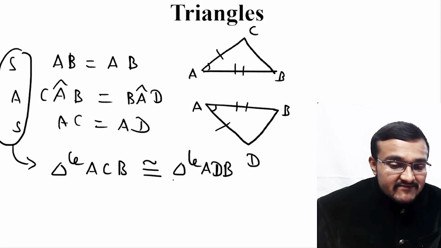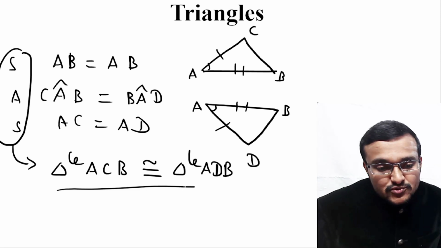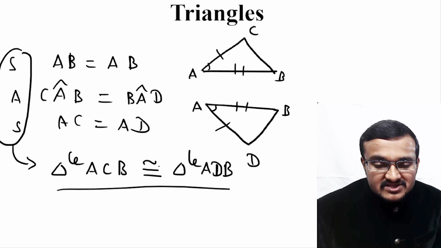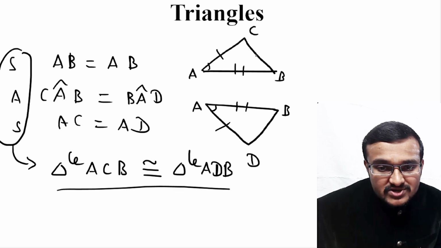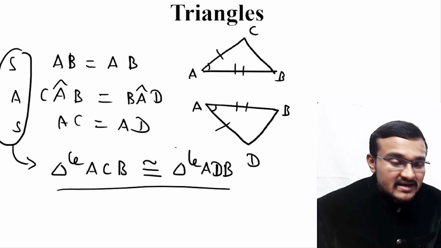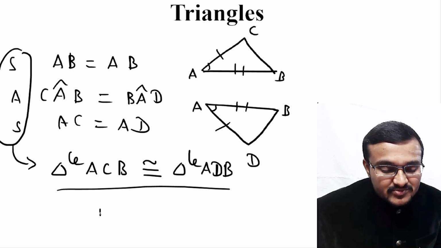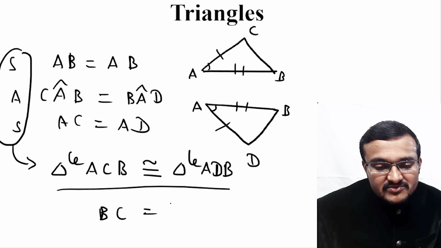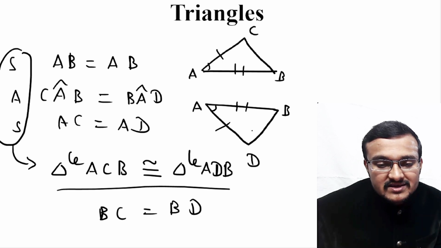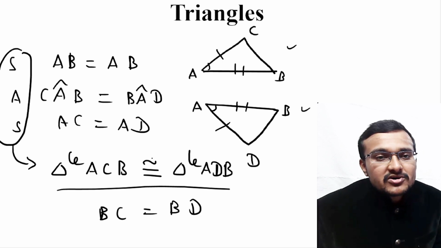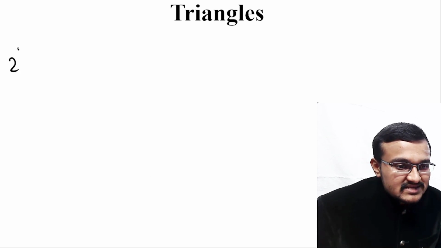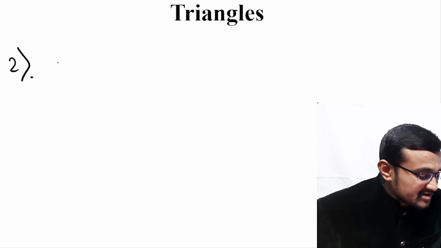This is what they have asked in the question, and we have proved that triangle ACB and triangle ADB are congruent with each other. And they're asking what about BC and BD side. BC will be equal to BD because these two triangles are congruent with each other. Now we will move into the second question in the same exercise 7.1.